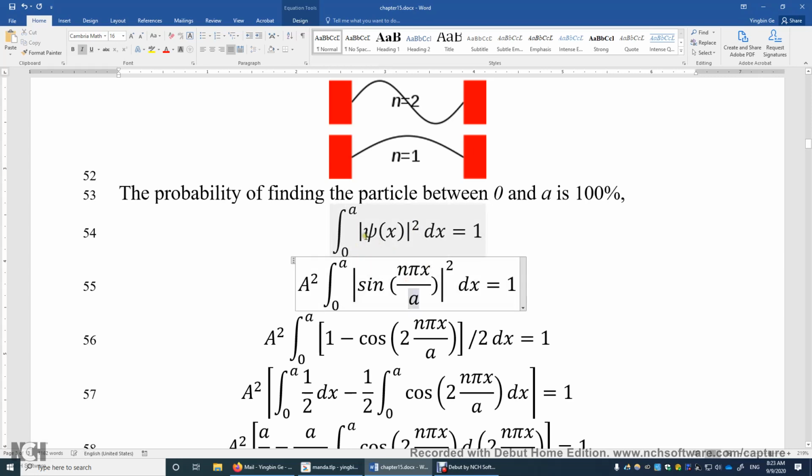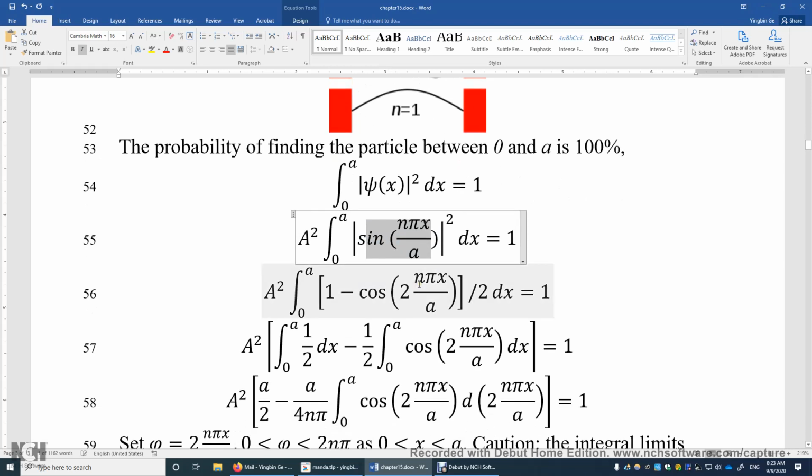And then we plug in the expression of psi, which is uppercase A times sine n pi x over a, squared. And A is a constant, so we took it out of the integral. And this function is a sine function squared. If you're familiar with trigonometric functions, sine theta squared is actually 1 minus cosine 2 theta over 2.